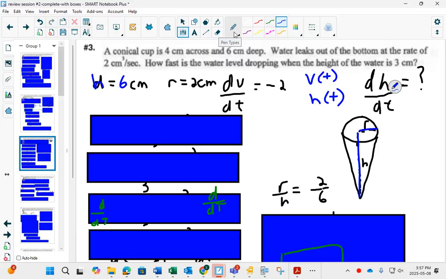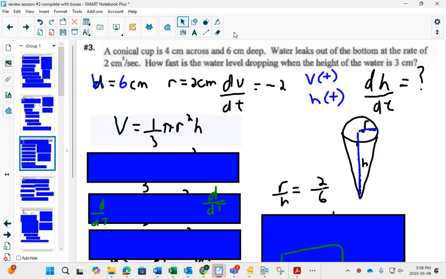We need to know our formulas. So if you get a conical question, do you remember the volume of a cone? 1/3 pi r squared h. Which technically also means that the radius is a function of time. Does it make sense? As you go down, the height is changing and your radius is getting smaller. The problem is it doesn't tell us anything about dr/dt.